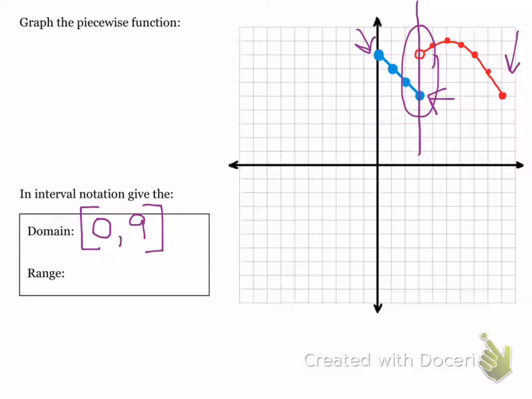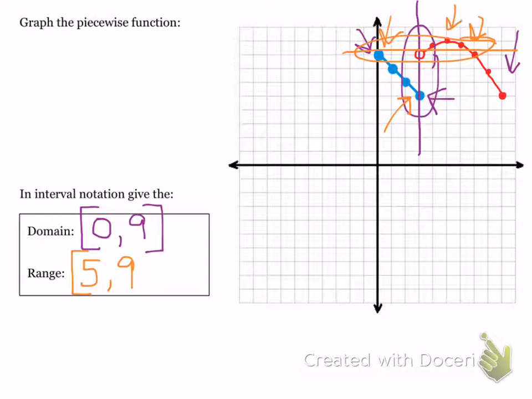So then for the range, this is my lowest point, which is 5, and we include it. And again, right here, it's discontinuous, but I have a value right here and over here that takes care of there being a y value at x is 3, once again. So we go 5 all the way to 9, because that's the top of my quadratic function, with a bracket.